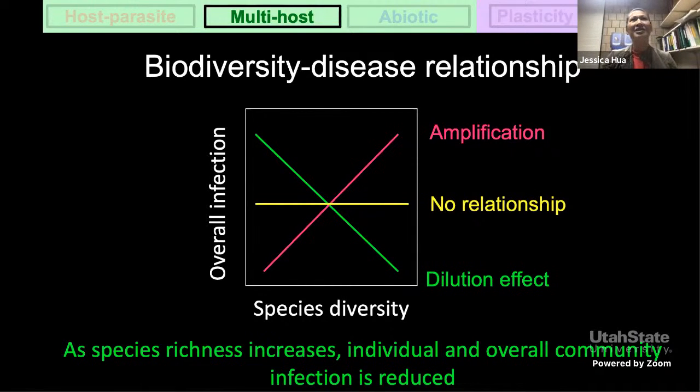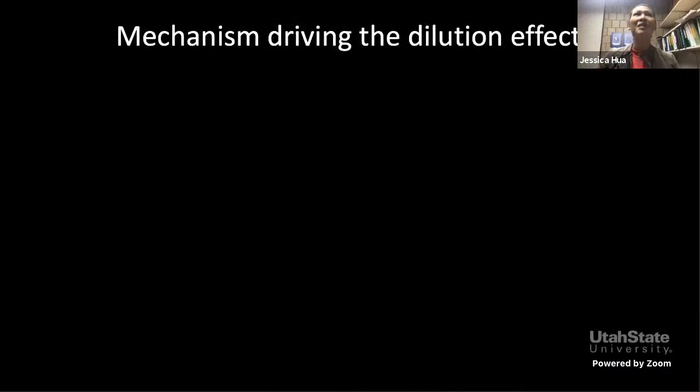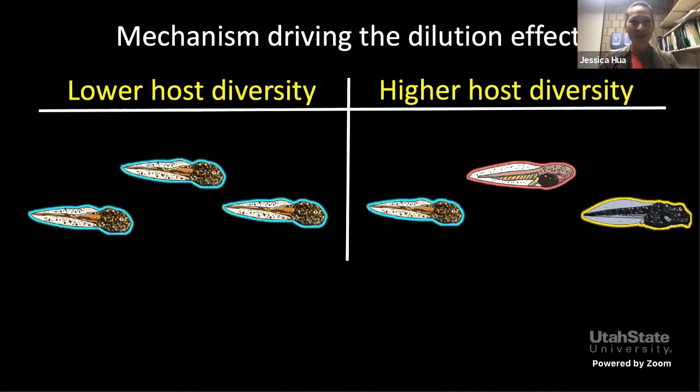And so my lab got really interested in understanding this biodiversity disease relationship, and in this section, I'll highlight one factor that we think might be contributing to this equivocal nature of the relationship. So to do this, I wanted to first take a slide to talk about the mechanisms driving the dilution effect. To do this, I have generated 2 hypothetical communities. The community to the left is a community with lower host diversity, just a single species, the blue species. The community to the right is a higher host diversity, so 3 species here, the blue, the red, and the yellow tadpole.